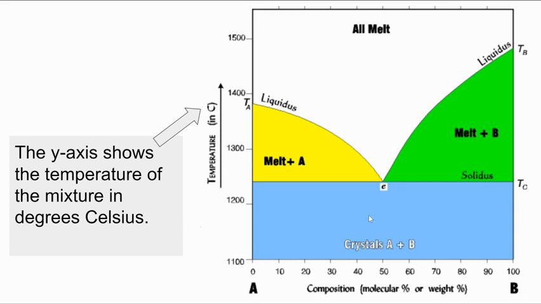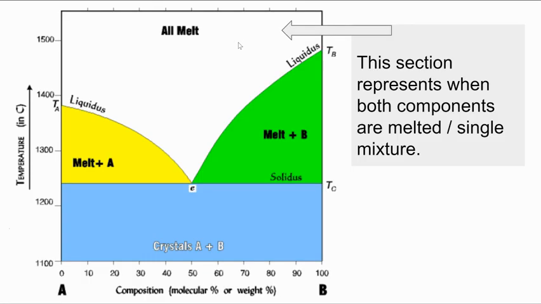The y-axis on a binary phase diagram shows the temperature of the mixture in degrees Celsius. It can also be in Kelvin or Fahrenheit, but typically in science we use Celsius, and so that's the most common that you'll see. So again, the y-axis is simply showing the temperature of the mixture, and generally that's portrayed in degrees Celsius.